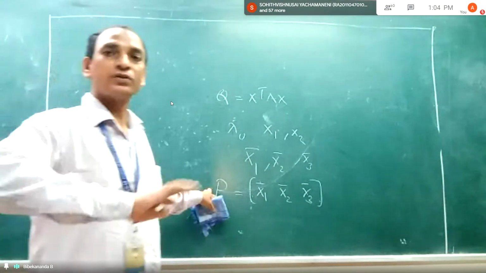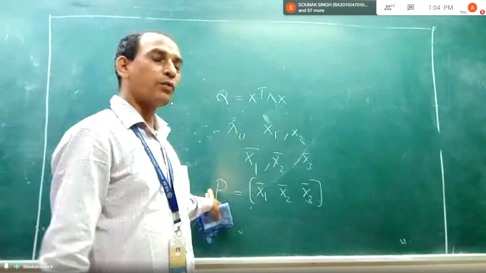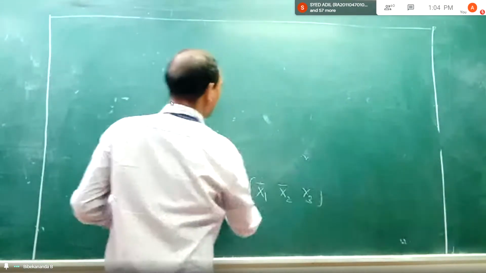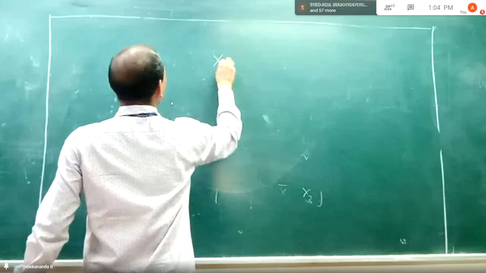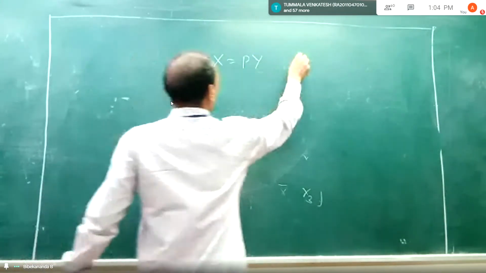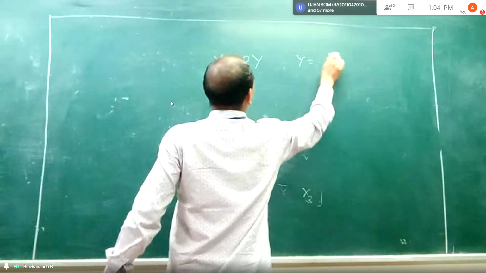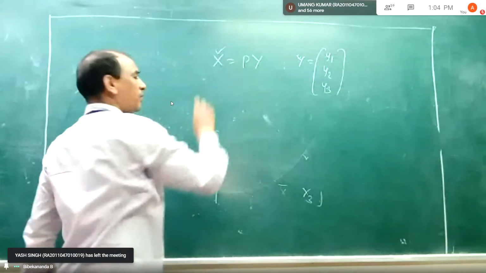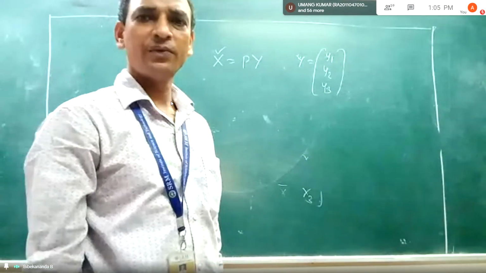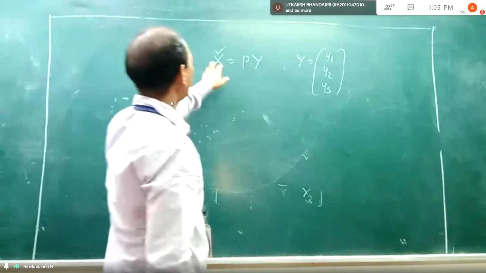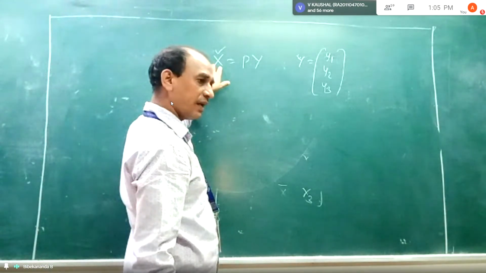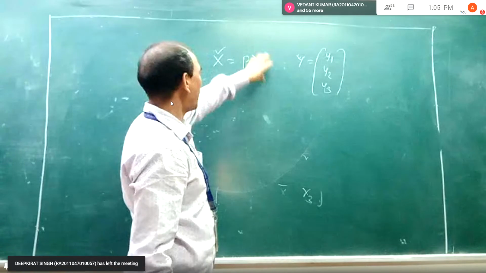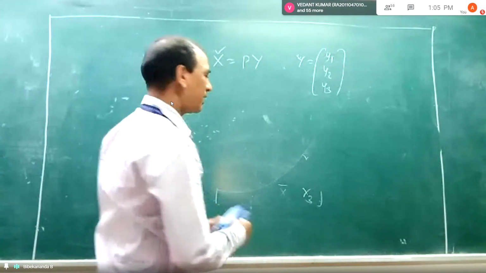So far we have done the problems. Hereafter we add a new step. What is the new step? We will assume x as P into y, with y as another unknown vector y1, y2, y3. That depends upon the order of x. So we assume that the unknown vector x is equal to the normalized matrix P into another unknown vector y. And then what do we get?